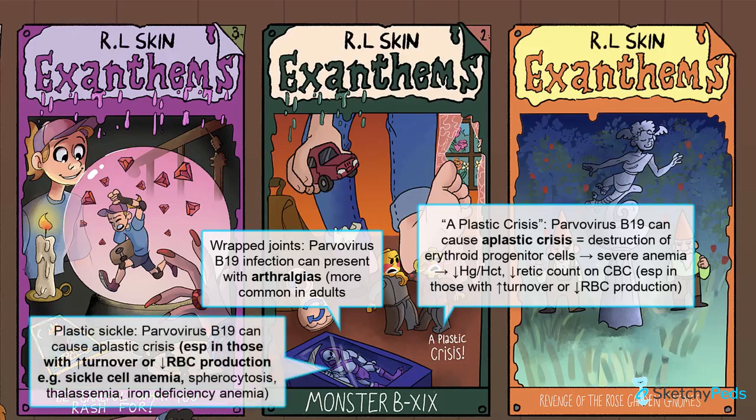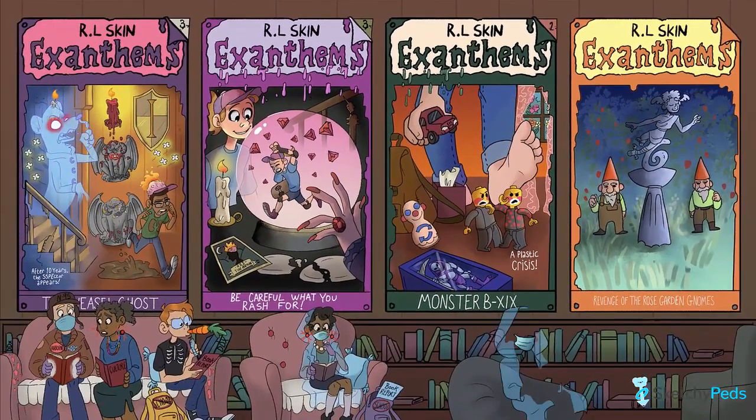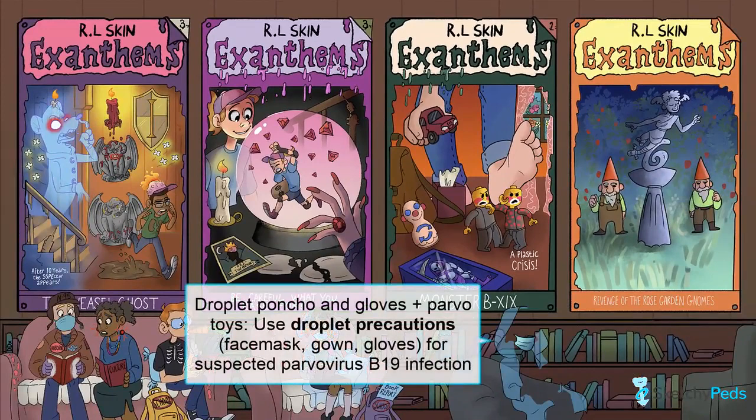This is most commonly seen in those with sickle cell anemia, but can occur in those with spherocytosis, thalassemia, and iron deficiency anemia. Hey, at least that sickle-brandishing aplastic skeleton toy isn't coming to life. Yet. Physical exam time. Use droplet precautions again, and complete a thorough skin exam.